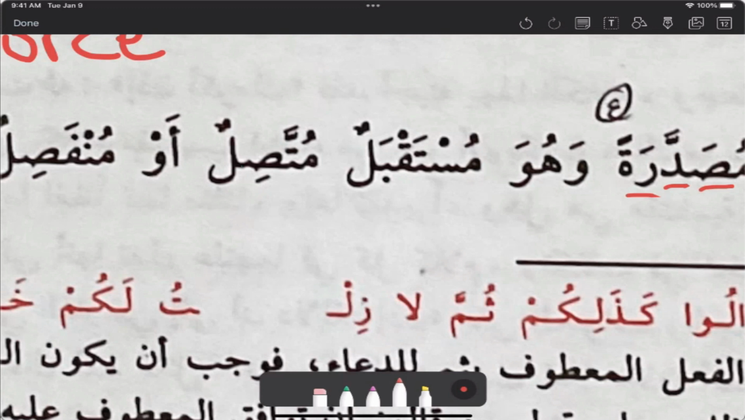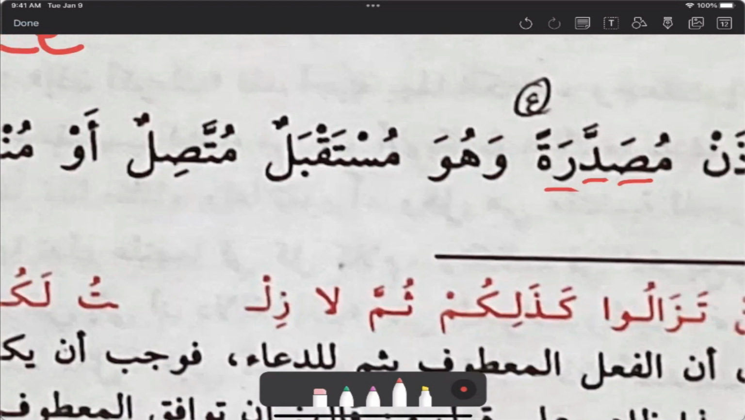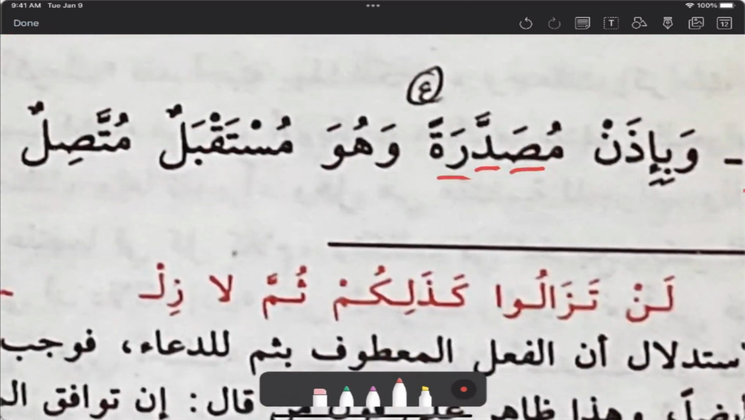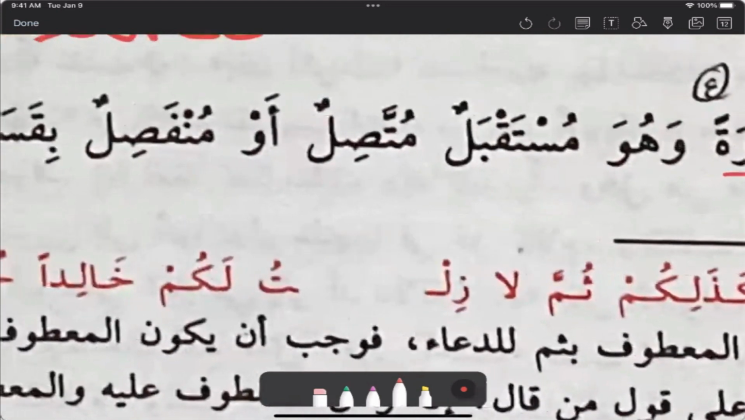So we talked about K. We said K, that's a naSoob if it means N, and it would only mean N when there's a lam in front of it. So there's all the conditions there. And now we're at idhan, and that's a naSoob as long as all its conditions are fulfilled, he's giving them to us. Musaddara, it's in the beginning of the sentence. Wa huwa mustaqbal, it's also for the future. He's going to say, then, if that's the case, then the result shall be in the future.